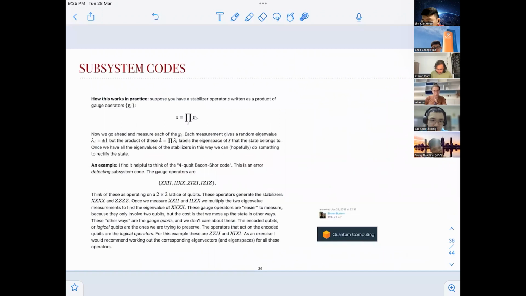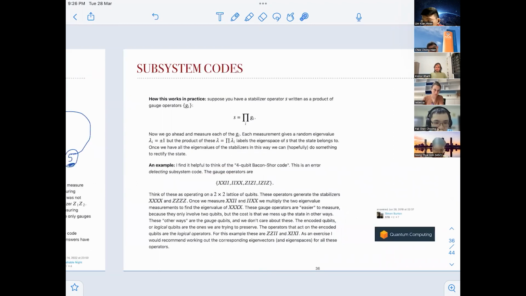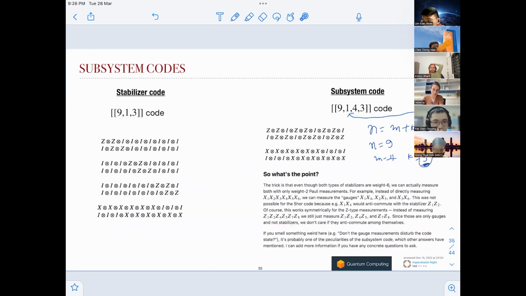You measure many of these gauge operators G_i, and corresponding to each you get some eigenvalue lambda_i, and you take the product of all of them, and that gives you lambda. So lambda is the product of all the lambda_i. And that was the Bacon-Shor code. There is also this notion of the 4-qubit Bacon-Shor code. You can look at the references that I provided and understand these things in detail.